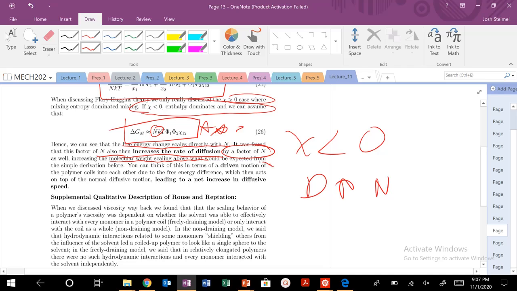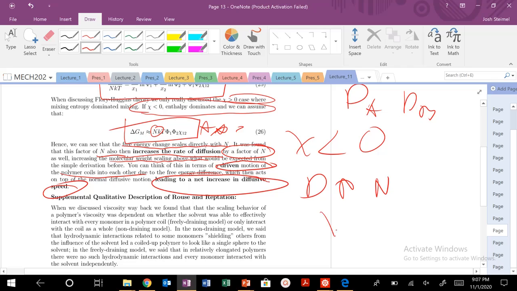So this is kind of a driven type of motion, a thermodynamically driven motion of your polymer coils into each other due to this free energy difference. So there's an increase in your diffusivity speed. Each of the polymers, DA and DB, is going to want to mix. So that's the key idea here.